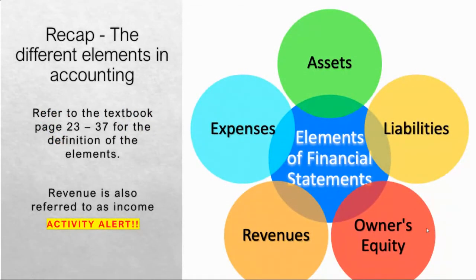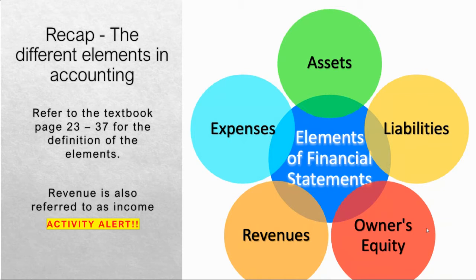Okay, now let's quickly recap. One of the videos that you had for homework talked about the different elements of the financial statements. Now you can see there's 5 components. These are main components in a set of financials that we prepare for our users at the end of the day. Now the definitions for these you can find in your textbook.